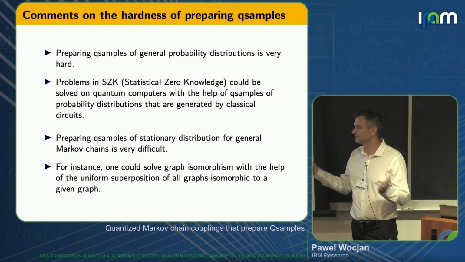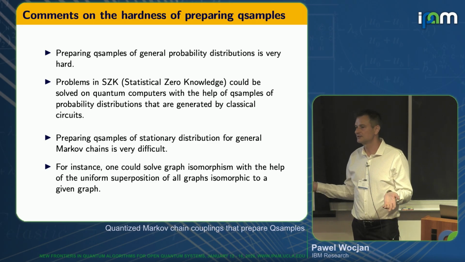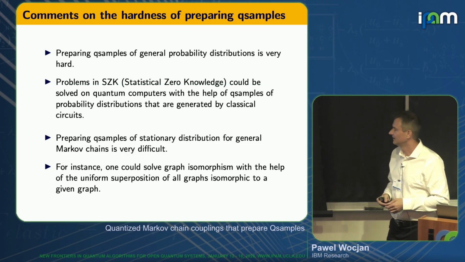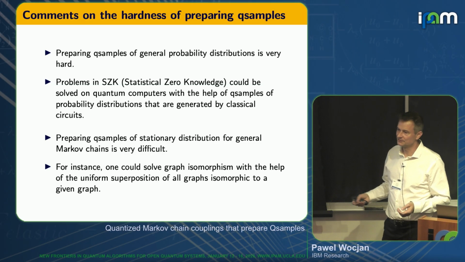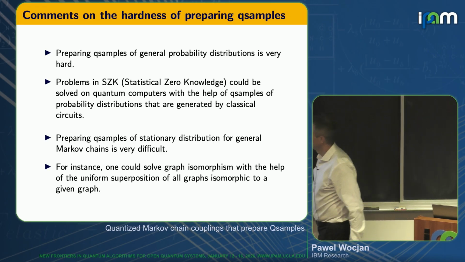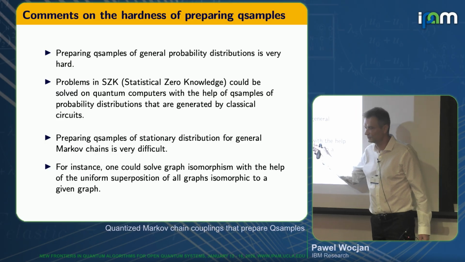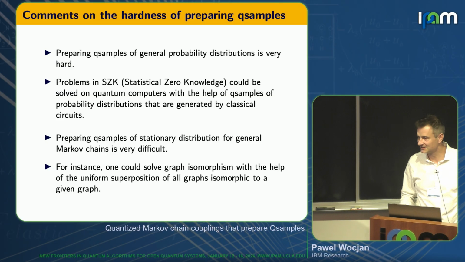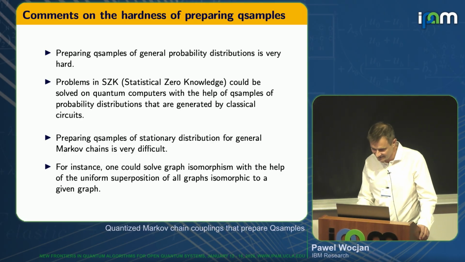But if I could prepare the corresponding Qsample, then I would have something like a canonical quantum witness for the isomorphism class. This has been known for a long time, that these Qsamples could be helpful with the graph isomorphism problem. But nobody has succeeded in efficiently preparing such Qsamples.